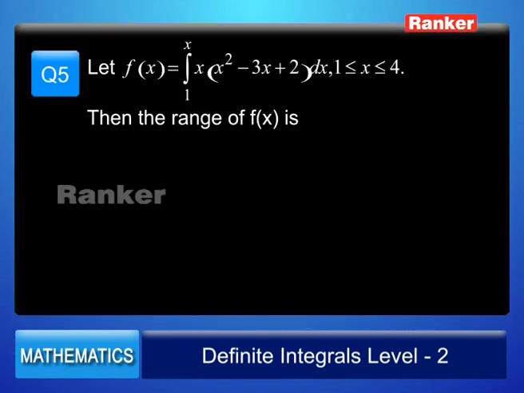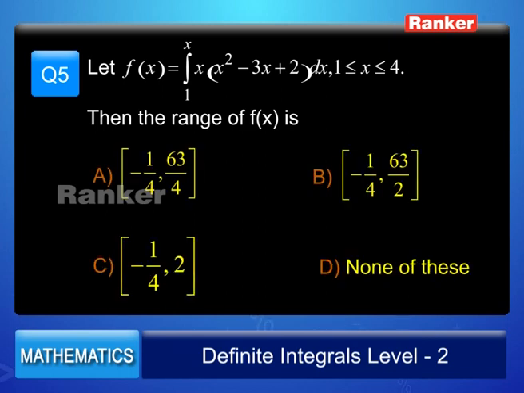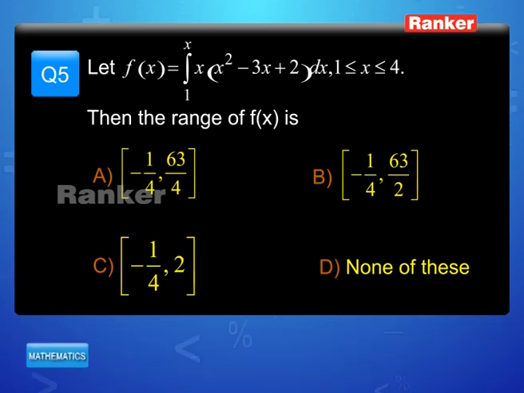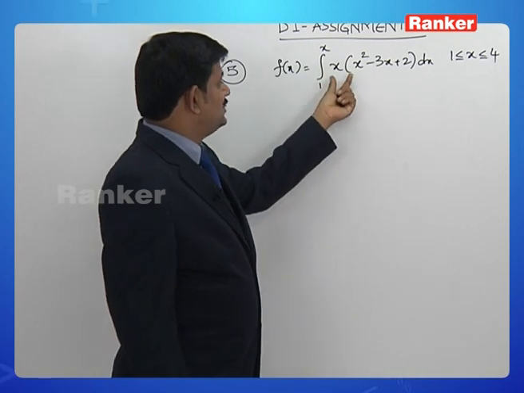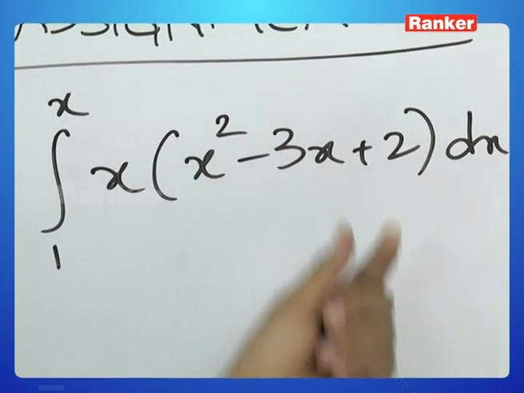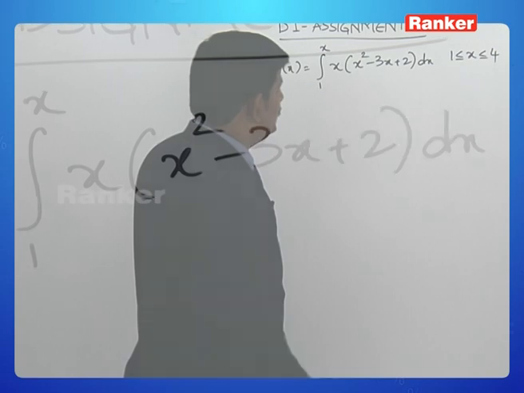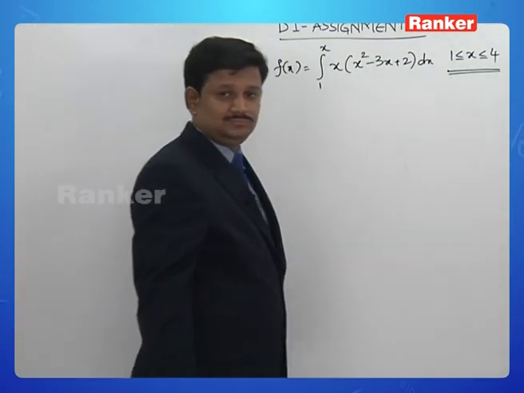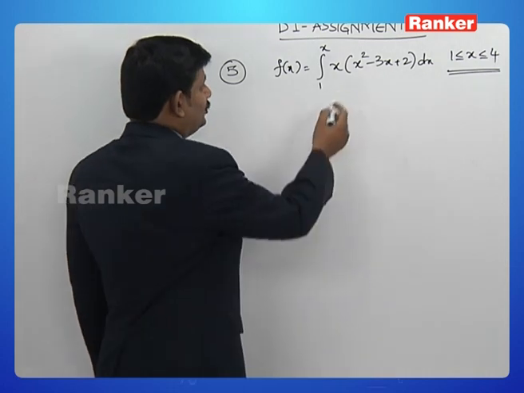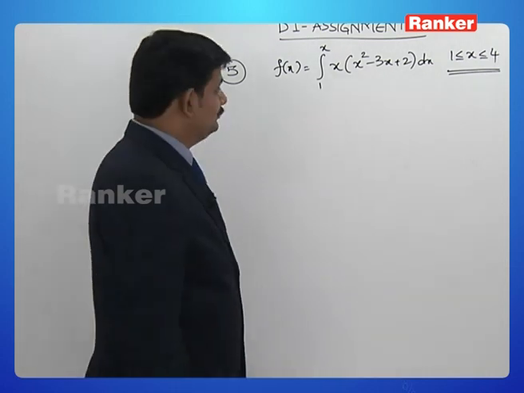Next question: f of x is equal to integral from 1 to x of (t square minus 3t plus 2) dt, x lying between 1 to 4, then find the range of f of x. f of x is given to be this integral, and we are talking about x between 1 to 4. So, we need to talk about the range of this function.